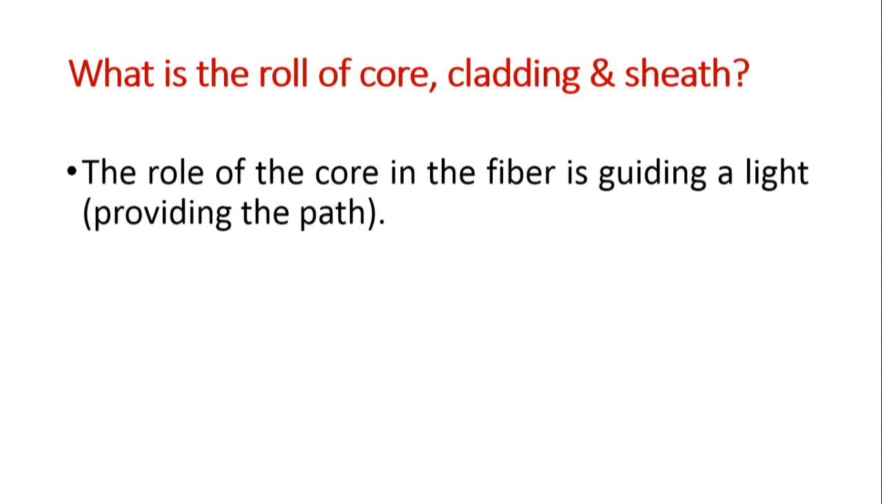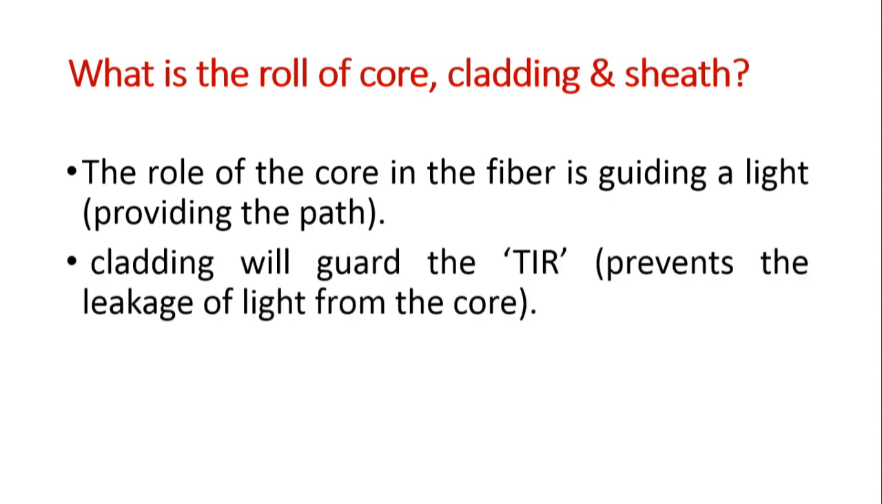Next is, what is the role of cladding? Cladding guards the fiber, and the cladding will guard the TIR. TIR means total internal reflection. Even though the core carries the light, there can be leakages. The avoiding of leakage can be done by the cladding. Cladding protects the fiber and prevents the leakage of light from the fiber.